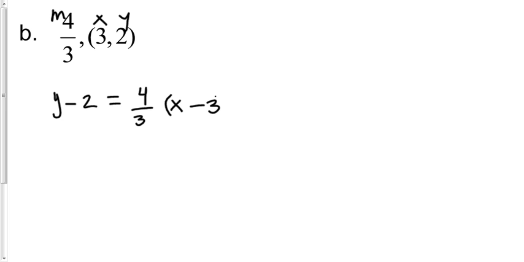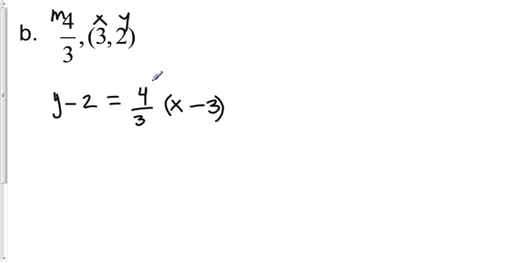Here's another example. The slope this time is 4/3, and our ordered pair is (3, 2). The x value is 3, the y value is 2. Let's use point slope form to get started here. So you start with y minus your y value, which is 2. Set it equal to the slope, 4/3, times in parentheses x minus your x value, which is 3.